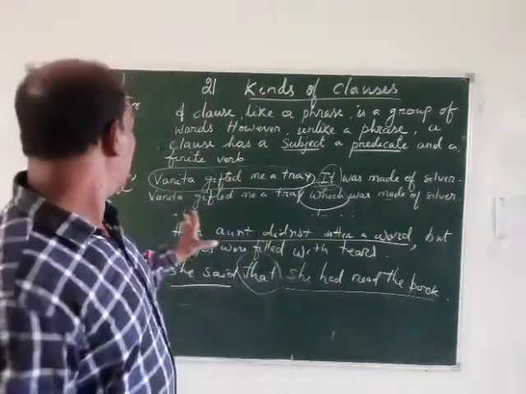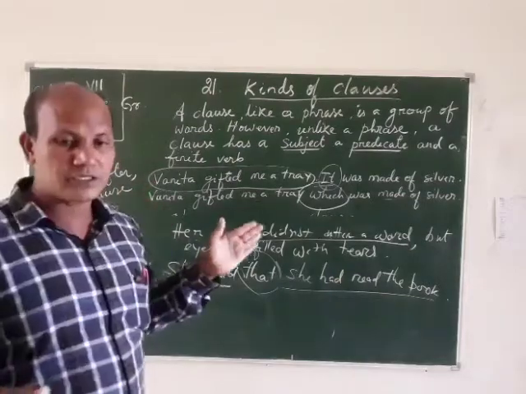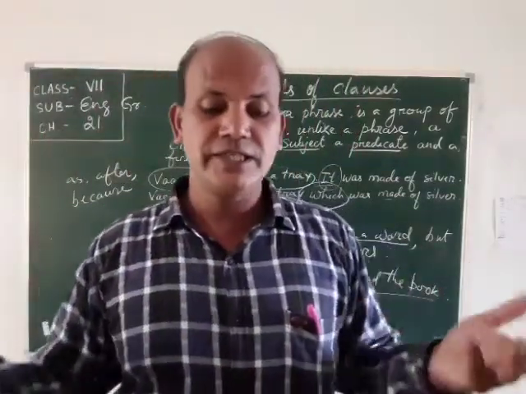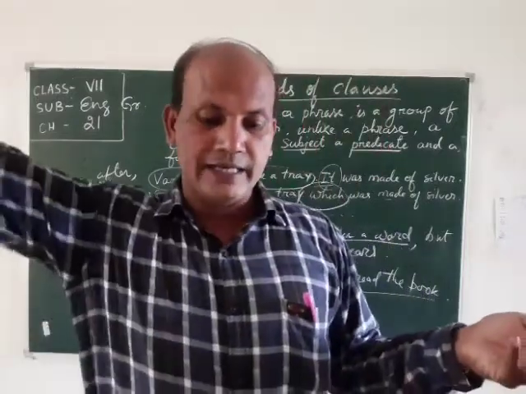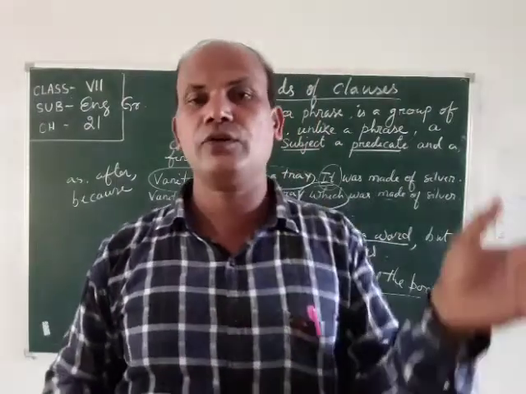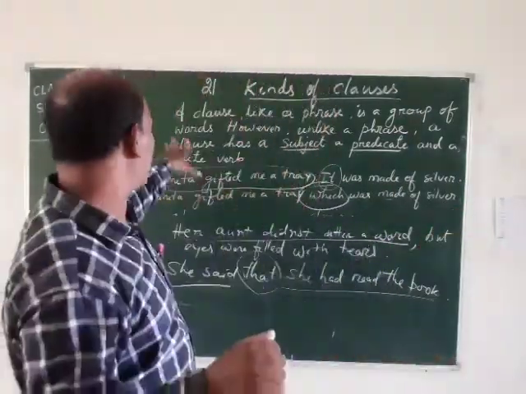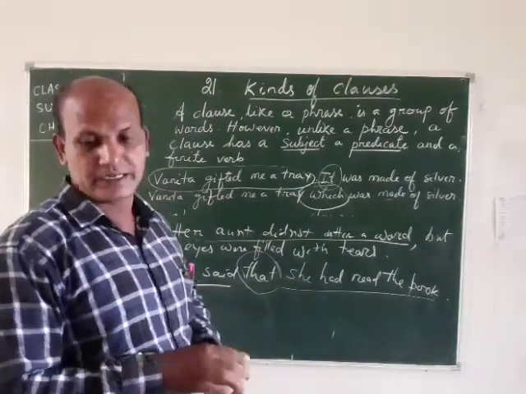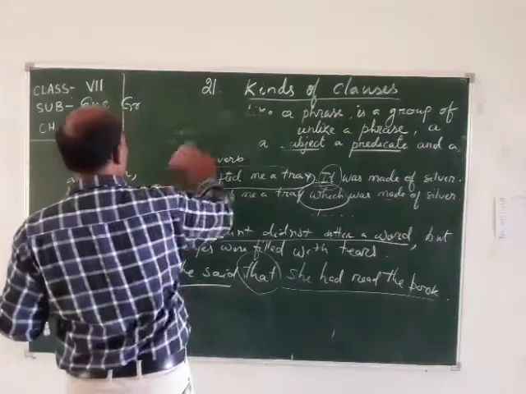So students, as I just discussed, as, after, because, if, since, that, though, although, wherever, so that, unless, these are all conjunctions that can join the main clause and subordinate clause. So it is easy to understand. I hope you have understood this point. Now we will discuss the three types of clauses.